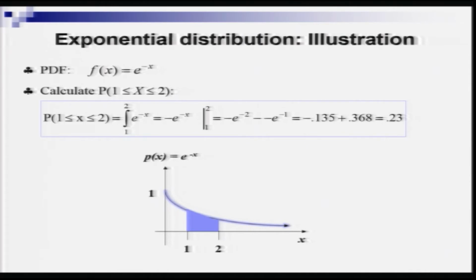Now, we are going to look at the exponential distribution using a very simple illustration. Hopefully, this illustration will make things a bit more clear to you. Here we take the simplest possible form of the PDF that one can assume for exponential distribution, small f x equal to e to the power minus x, and given that PDF, let me show you how we can calculate the probability that the random variable x takes some value between 1 and 2.